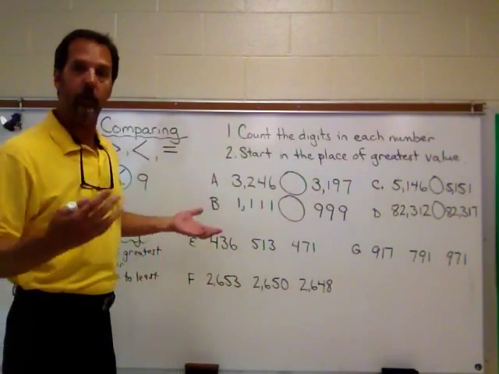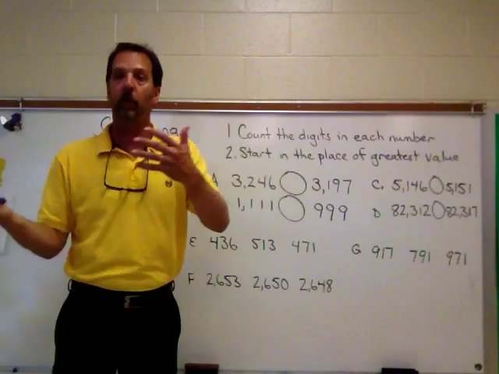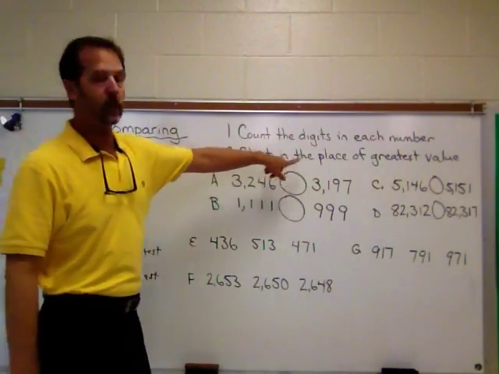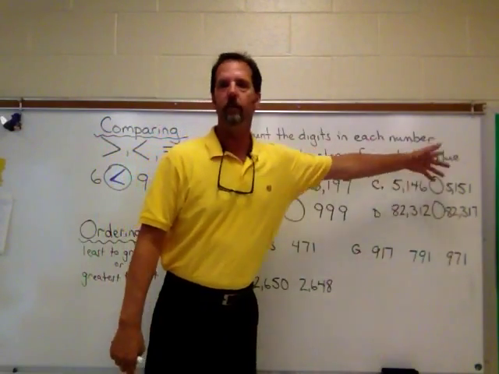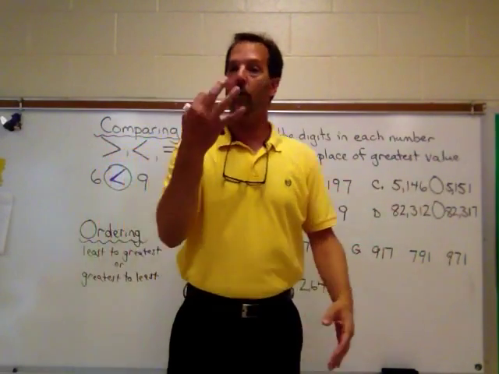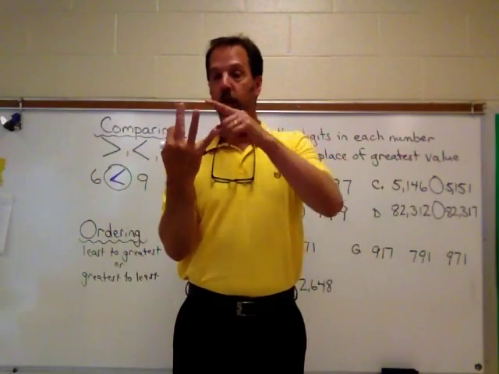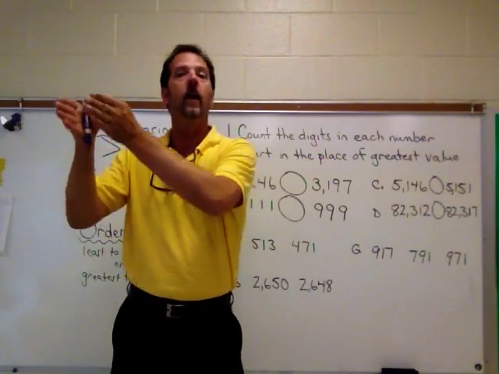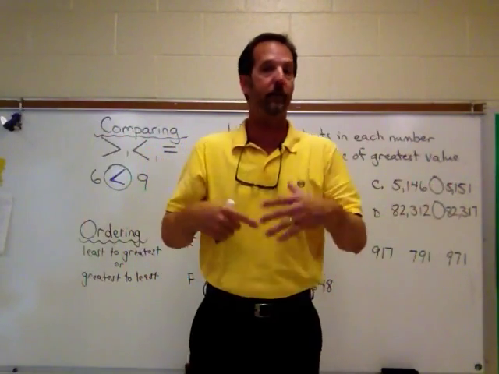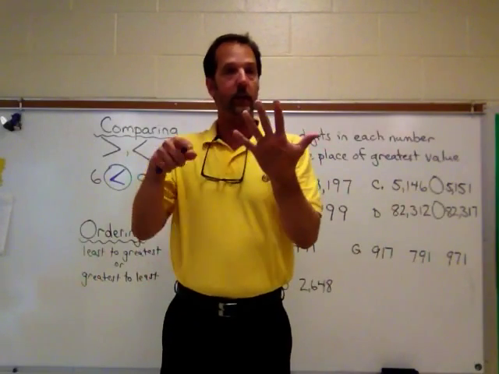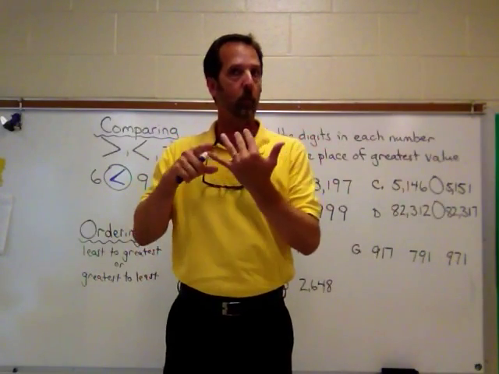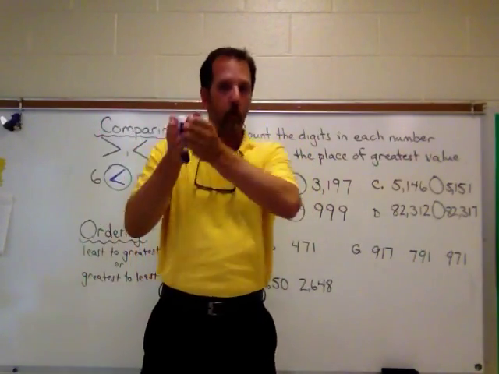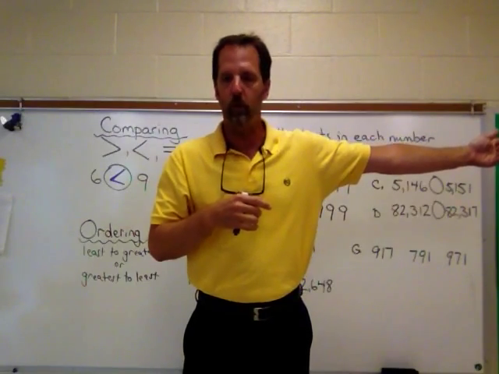The other thing you do, if you count the digits and they're both the same, if each number has 3 digits or each number has 4 digits, then you want to start in the place of the greatest value. What do I mean? If you have a 3-digit number, the place with the greatest value is the hundreds place. You want to start at the hundreds and compare there and work your way back to the ones. If you had a 5-digit number, what would that biggest place be? The 10,000s place. You'd start there and work your way back to the ones place when you compare.